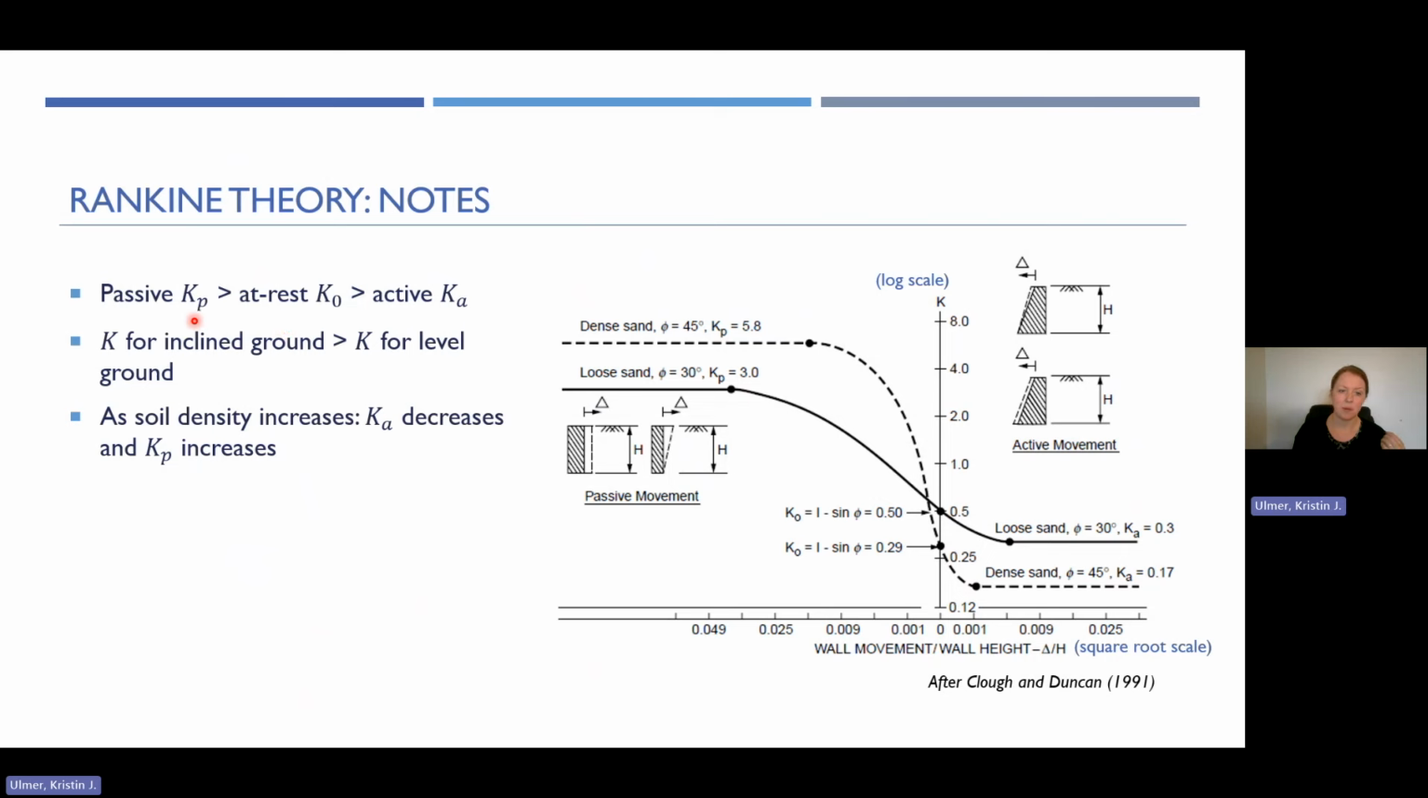So as I mentioned, your passive value is going to be greater than at rest and greater than active. And that's the case for both dense sand and loose sand. But if you're comparing the dense to the loose sand, notice that your Kp is less than the Kp of a dense sand. Following the loose sand over here to the active side, your loose sand Ka is greater than your dense sand Ka, right? So keep these two relationships in mind. The difference between the Kp and the Ka is less for this loose sand compared to the dense sand.